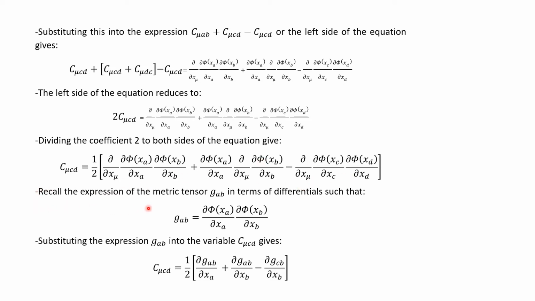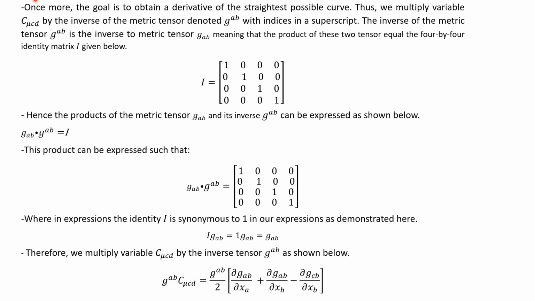Recall the expressions of the metric tensor in terms of differentials right here. Substituting the expression of the metric tensor here into the variable c, or substituting this into this equation, gives us this equation in terms of the metric tensor as seen here. Once more, the goal is to obtain a derivative of the straightest possible curve. Thus, we multiply this variable by the inverse of the metric tensor.